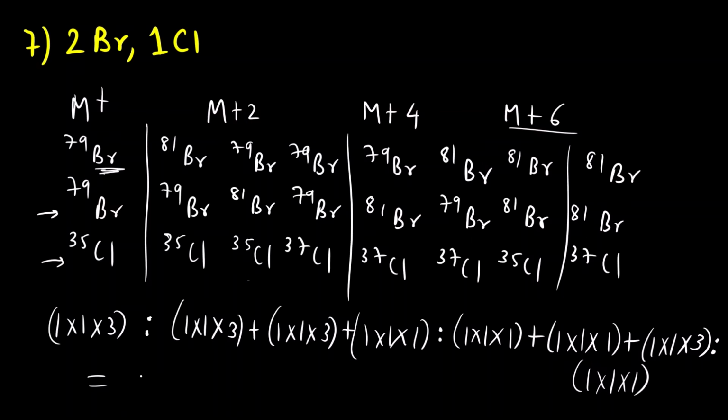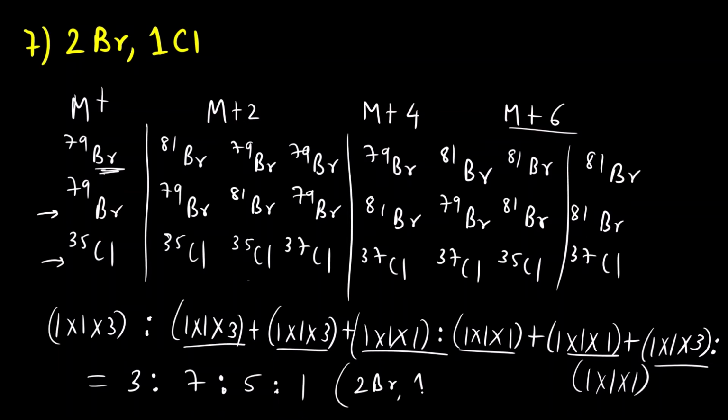So this is 3 into 1, 3. 3 ones are 3, 3 and 1. 3 plus 3, 6, 6 plus 1, 7. 1, 1 and 3. 3 plus 2, 5. And 1 into 1 into 1 is 1. So this is the ratio when we have 2 bromine atoms and 1 Cl.